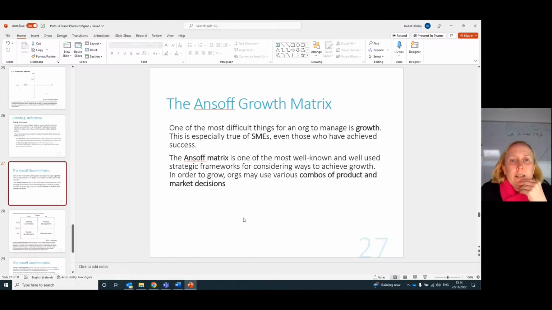So the Ansoff Growth Matrix, again, doesn't roll off the tongue, but one of the most difficult things for an organization is to manage growth. How do we plan for growth? How do we see where the potential is and so on. So this matrix is one of the most widely known and well-used strategic frameworks for considering ways to achieve growth. In order to grow, organizations may use various combinations of product and market decisions.